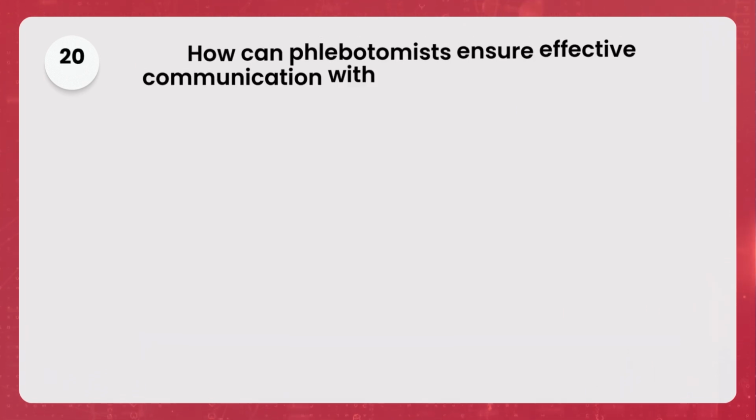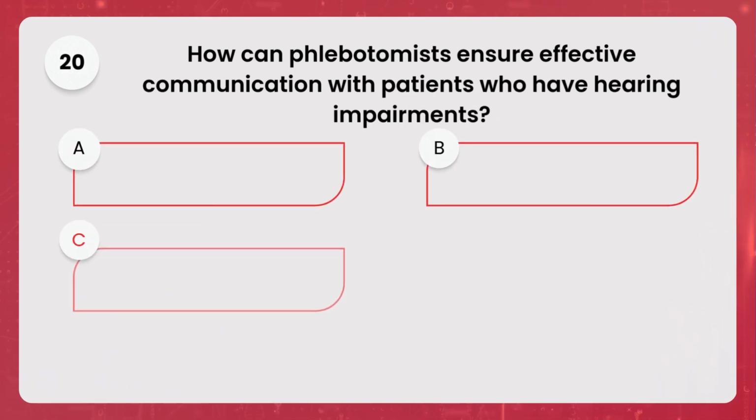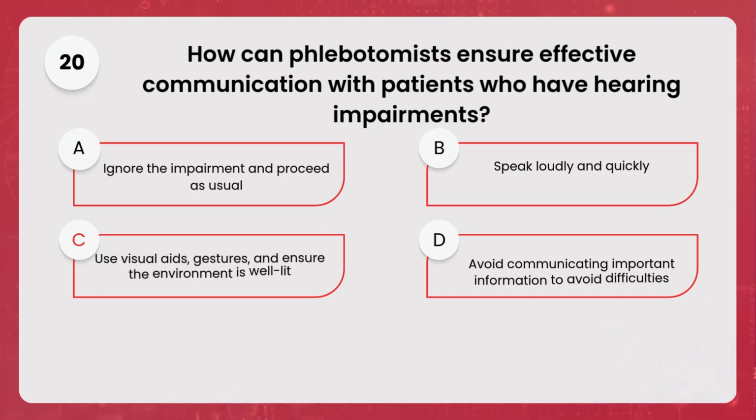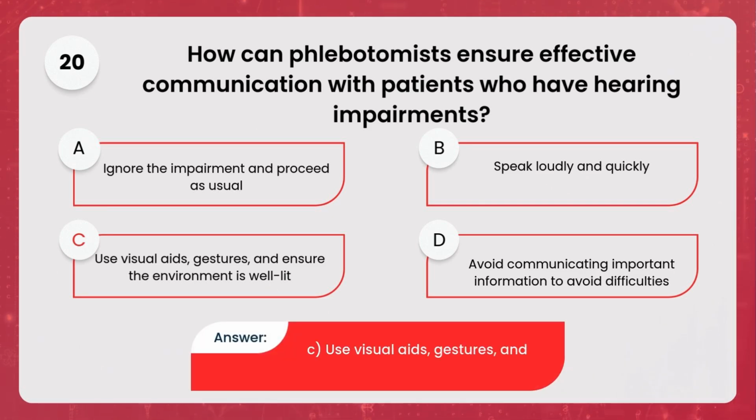Number 20. How can phlebotomists ensure effective communication with patients who have hearing impairments? A. Ignore the impairment and proceed as usual. B. Speak loudly and quickly. C. Use visual aids, gestures, and ensure the environment is well lit. D. Avoid communicating important information to avoid difficulties. The answer is C. Use visual aids, gestures, and ensure the environment is well lit.